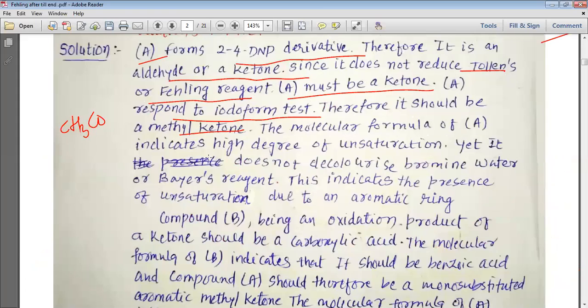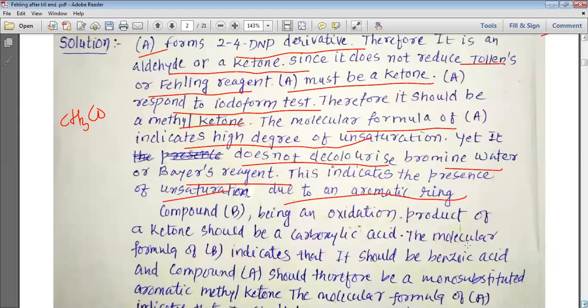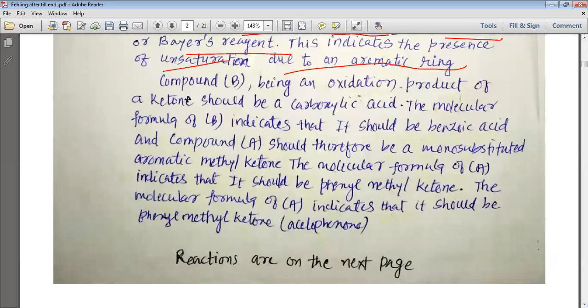The molecular formula of A indicates a high degree of unsaturation, yet it does not decolorize the bromine water or Bayer's reagent. This indicates that the unsaturation is due to the aromatic ring. That means an aromatic ring is present. Compound B, being an oxidation product of a ketone, should be a carboxylic acid. The molecular formula of B indicates that it should be benzoic acid.